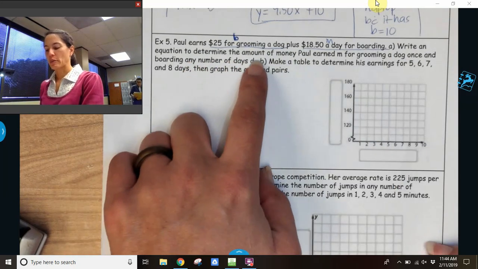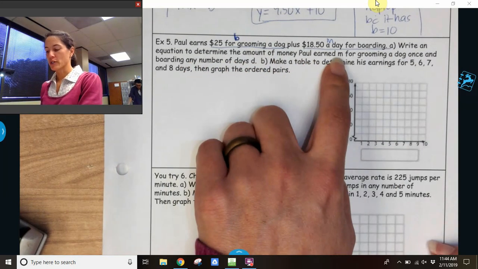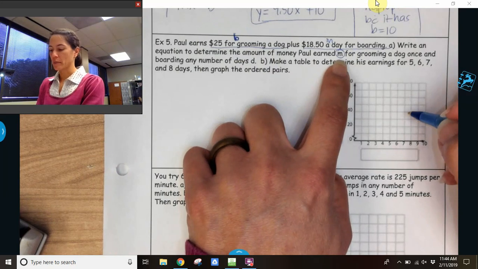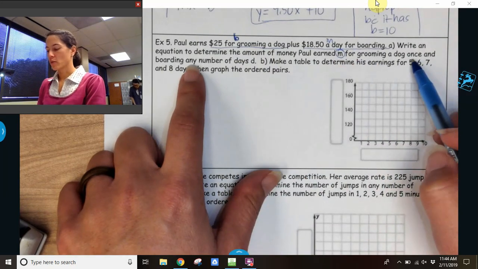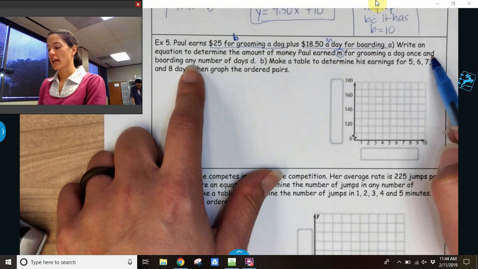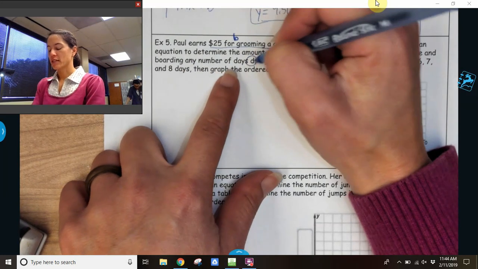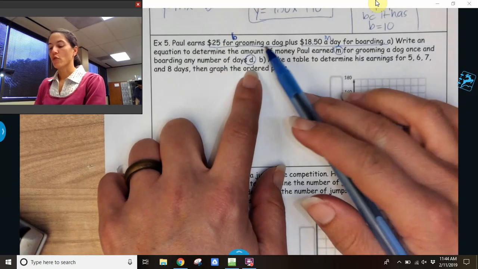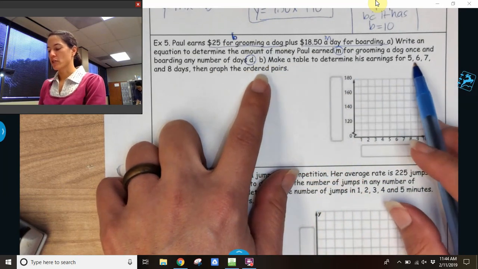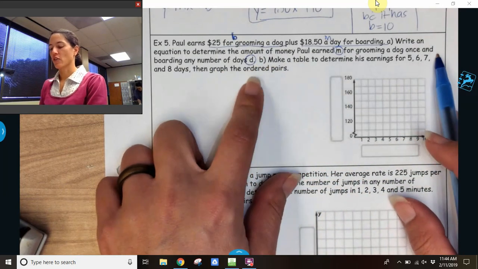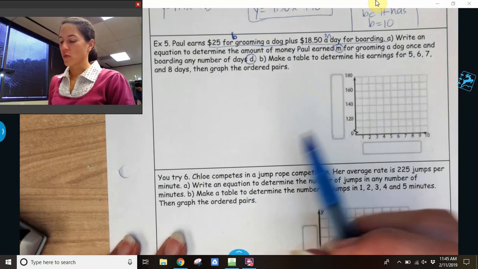Write an equation to determine the amount of money Paul earned, M, so they're wanting us to use M, for grooming a dog once and boarding number of days, D. So he's grooming once and then boarding D days. Make a table, determine his earnings for 5, 6, 7, and 8 days, then graph.